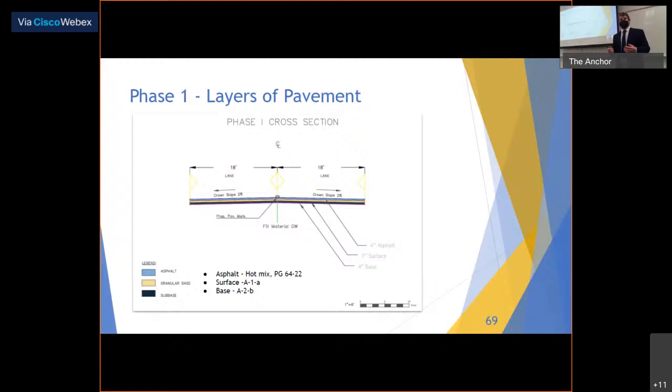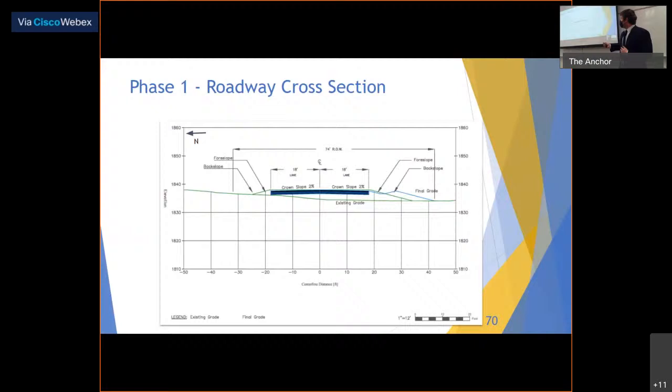And this is our cross section. As you can see, we included our foreslope and backslope. According to our design, we needed a foreslope and backslope of 4:1. So for every 4 feet across, we need to go 1 foot down. And the same applies to our foreslope. And for the slope of our road, we wanted 2%, that way it could properly drain off the edges.